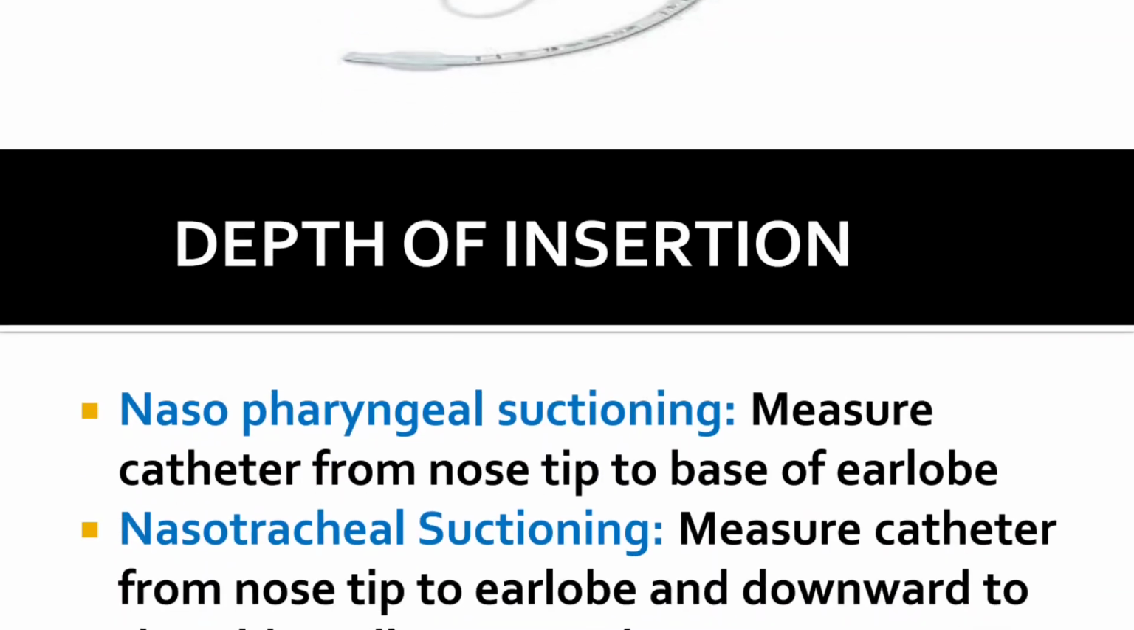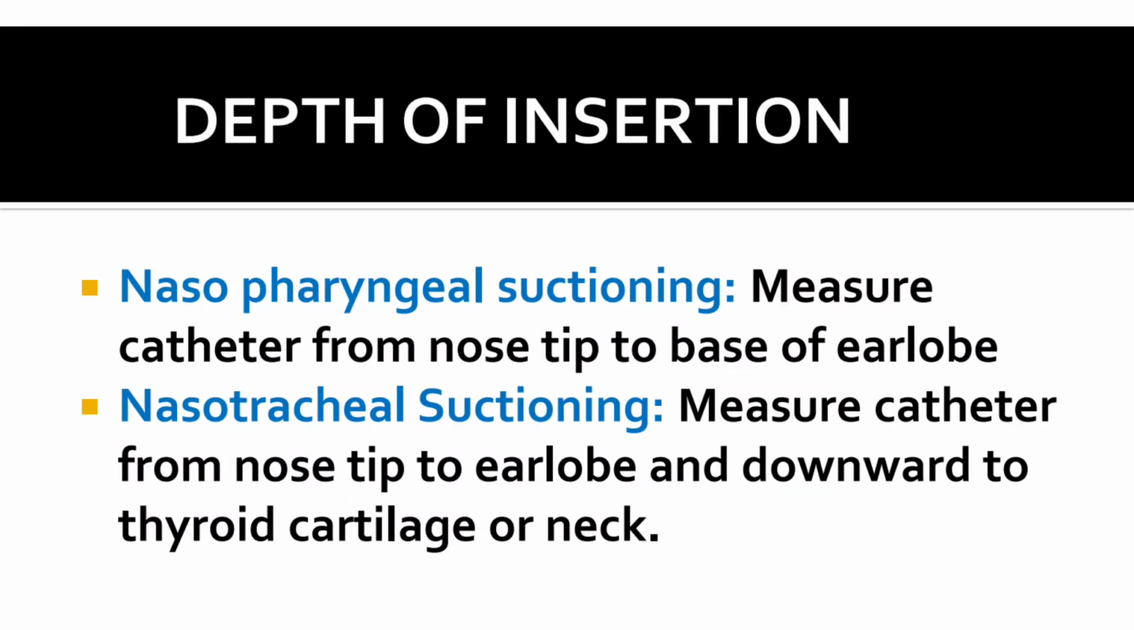Depth of insertion. Nasopharyngeal suctioning: measure the catheter from nose tip to base of earlobe. Nasotracheal suctioning: measure the catheter from nose tip to earlobe and downward to thyroid cartilage or neck.